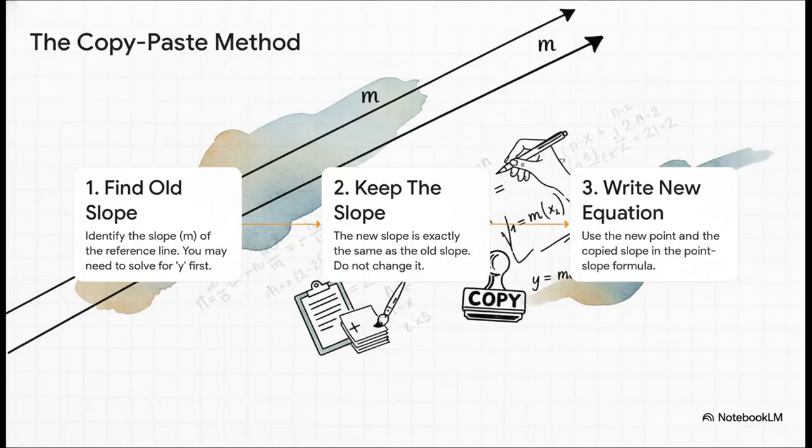And this is the only process you will ever need. Seriously, I call it the copy-paste method, and it's just 3 incredibly simple steps. 1. Find the slope of the original line you're given. 2. Keep it. Literally just copy it over. Don't change a thing. And 3. Use that copied slope and the new point they give you to write your new equation. That's it. Find it, keep it, write it.